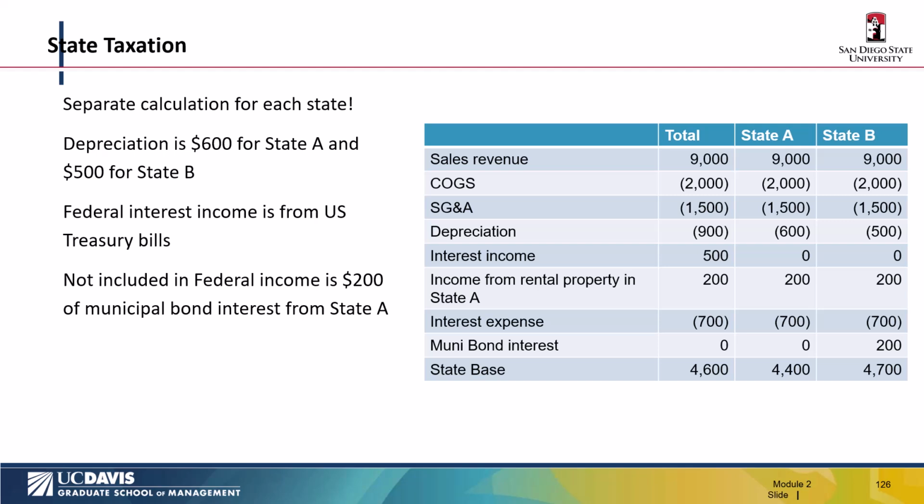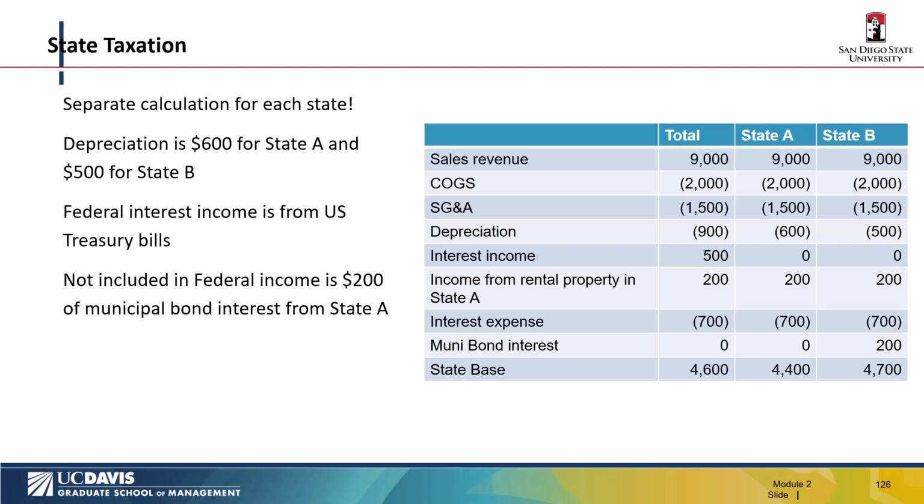Next, federal interest income from U.S. Treasury bills. Hopefully we remember the rules, well, actually you probably don't. U.S. Treasury bill interest income is, of course, taxable federally, but it is often exempt from states. So you can see on the interest income line that State A and State B both reflect 0 for interest income. Also, not included in federal income is $200 of muni bond interest from State A.